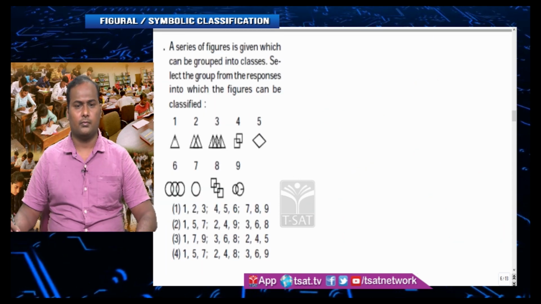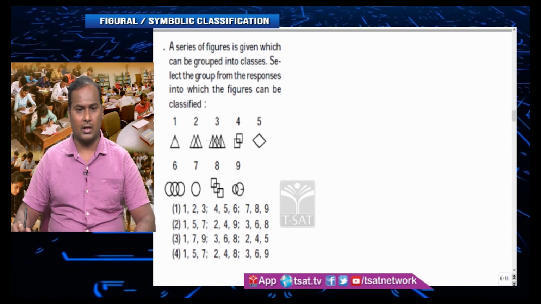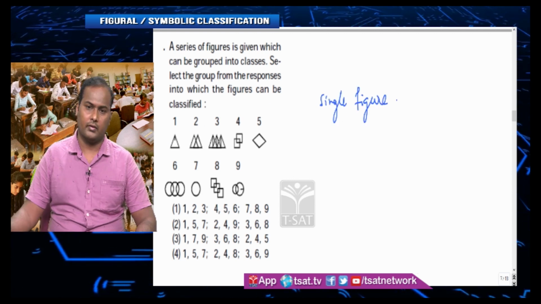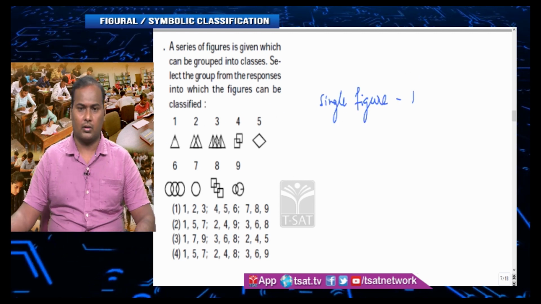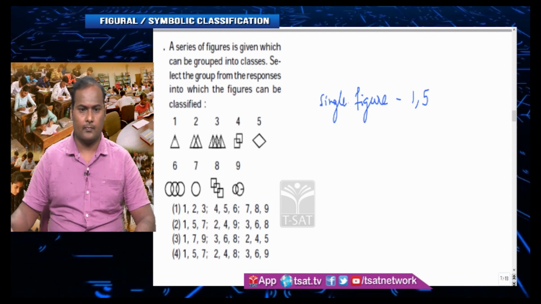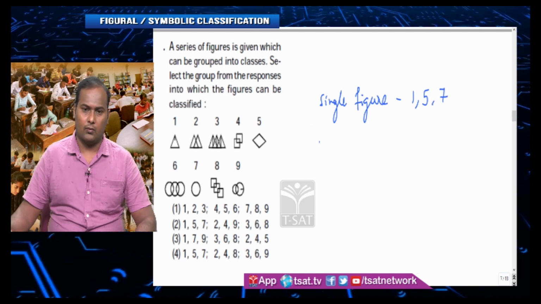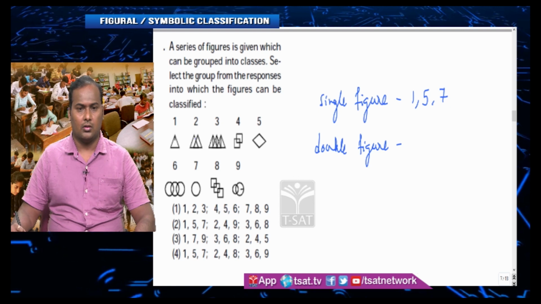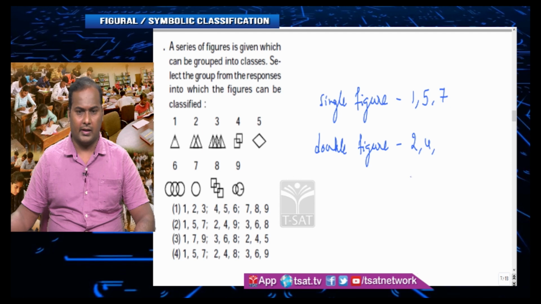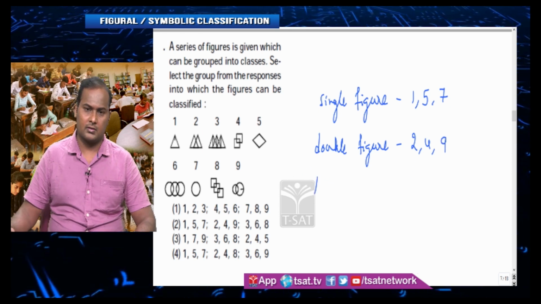The moment you see the question, what can you observe? I can observe single figures, double figures and triple figures. So by seeing that, you can go for the answer. So what are single figures? Figure 1, triangle, then 5, then 7. So 1, 5, 7 are single figures. What are double figures? The second figure, fourth figure and ninth figure. These are double figures.